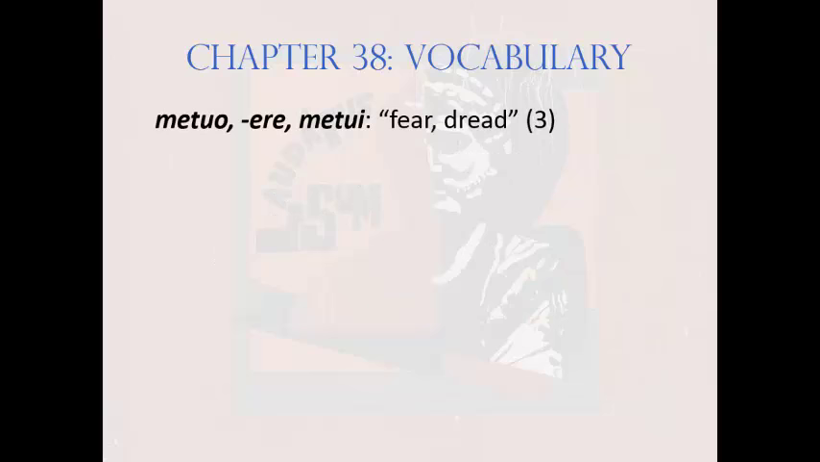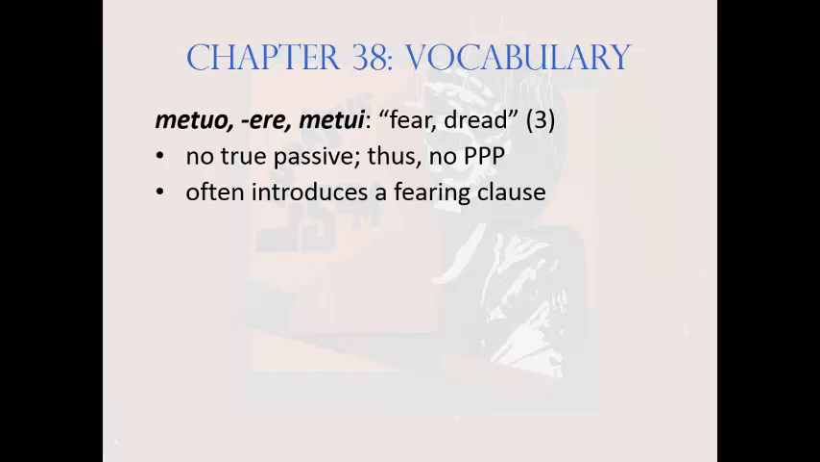Here's a verb, metuo, metuere, metui, meaning fear or dread, a third conjugation verb. There's no fourth principal part for this verb because it has no true passive. Make note that it often is followed by a fearing clause, the type of ne or ut clause I introduced in chapter 36, but which you haven't been able to practice much because Wheelock doesn't formally introduce this construction in the main part of his textbook. So let's practice your fearing clauses again.